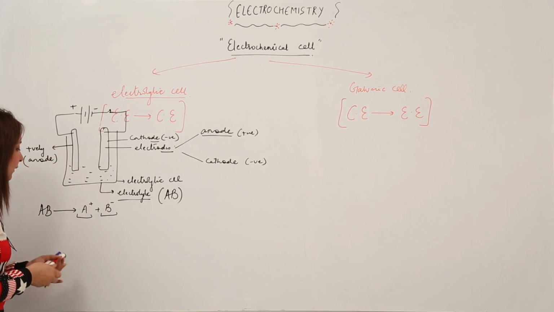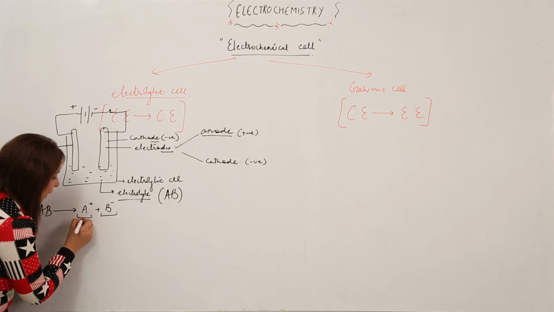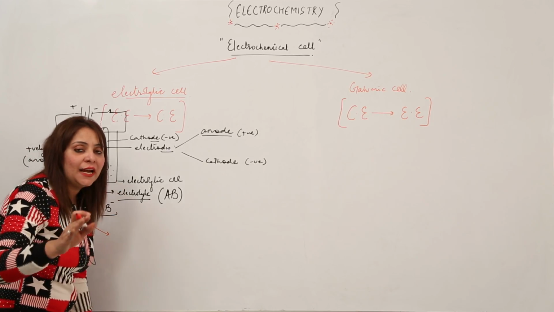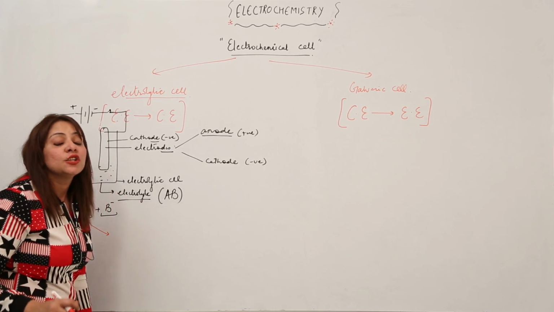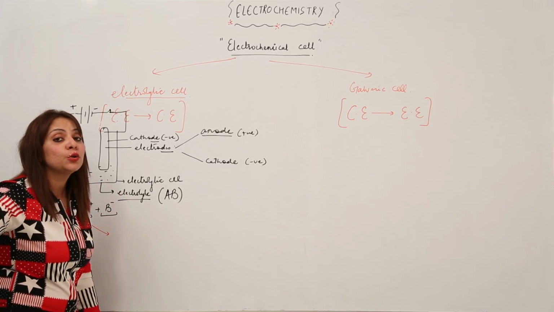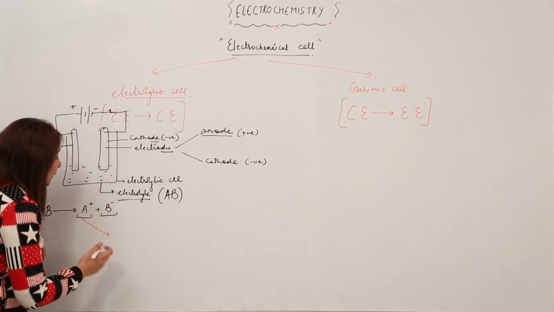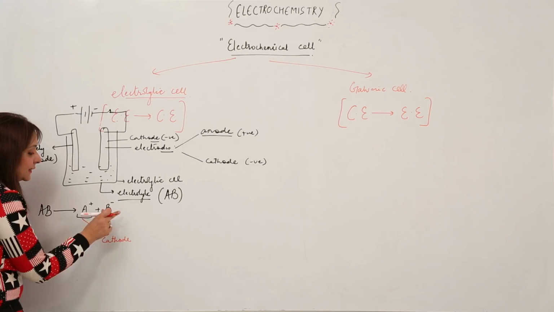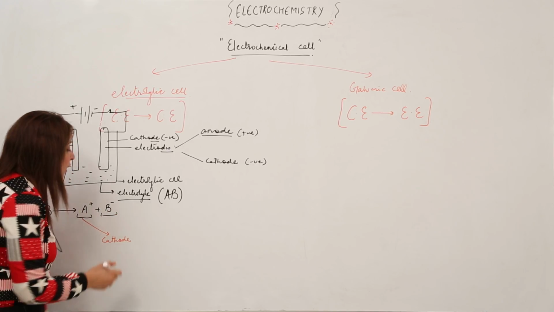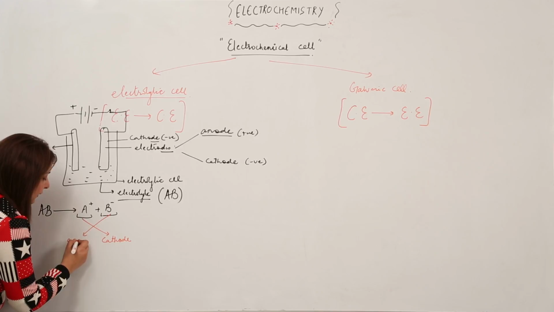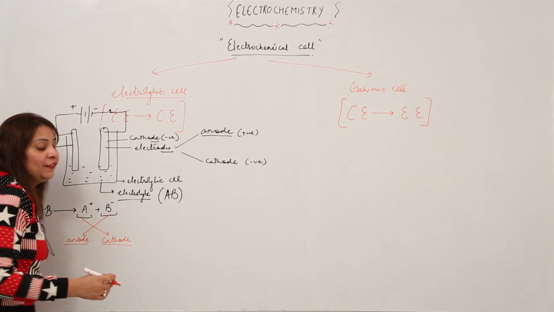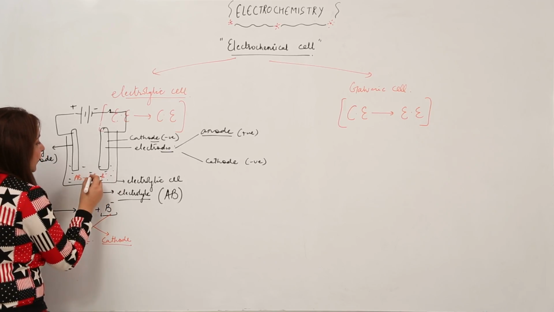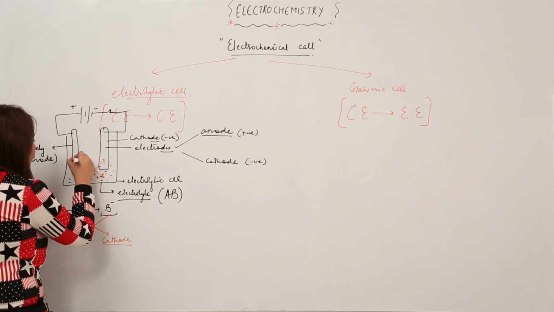Now, what will be the fate of these ions? This positively charged ion will move to the negatively charged electrode. You know that opposite charges attract each other, right? So the oppositely charged ion will obviously go to the electrode which carries the opposite charge. That means it will go to the negatively charged electrode, that is the cathode, and this negatively charged ion will go to the positively charged electrode, that is the anode, right? So we have AB here, A positive, B negative. This positive will move to this side and B will move to this side.